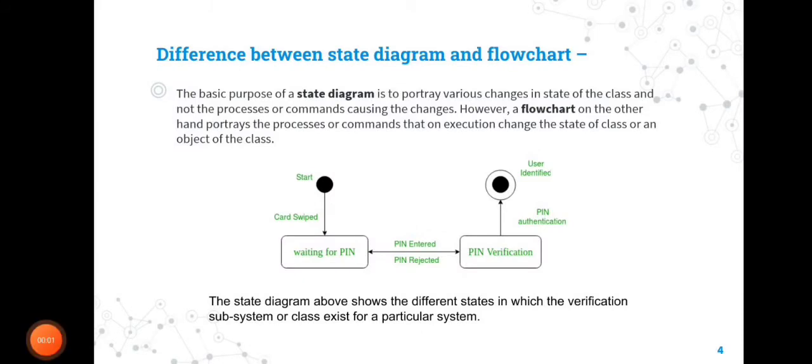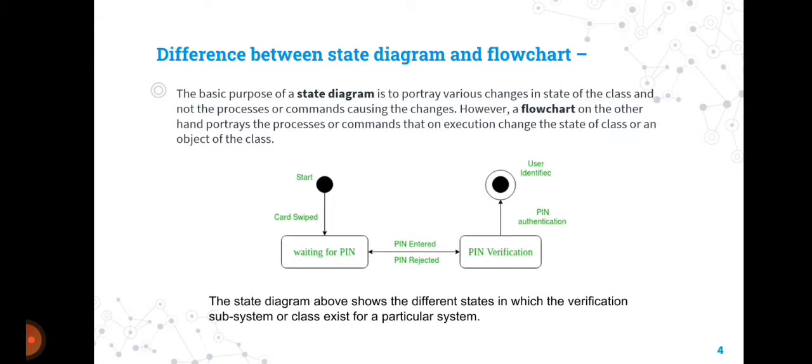Now we can see difference between state diagram and flowchart. The basic purpose of a state diagram is to portray various changes in the state of the class and note the processes or commands causing the changes. However, a flowchart on the other hand portrays the processes or commands that on execution change the state of class or an object of the class.